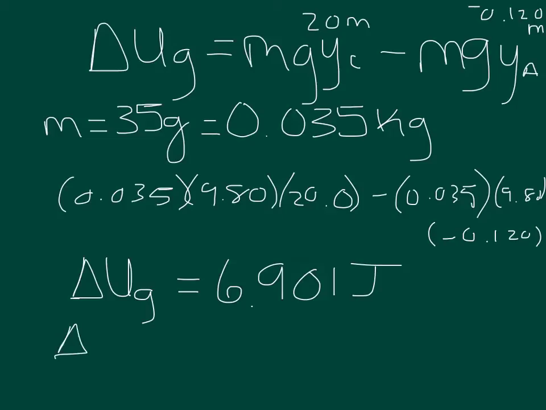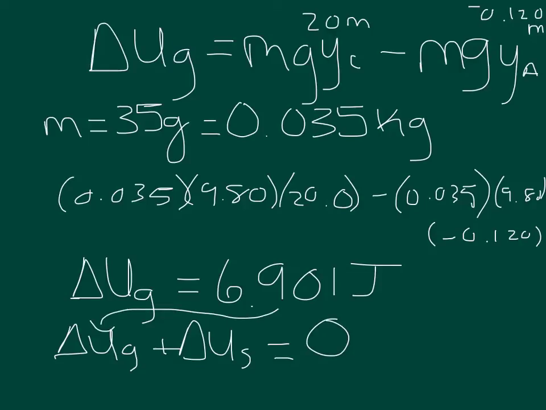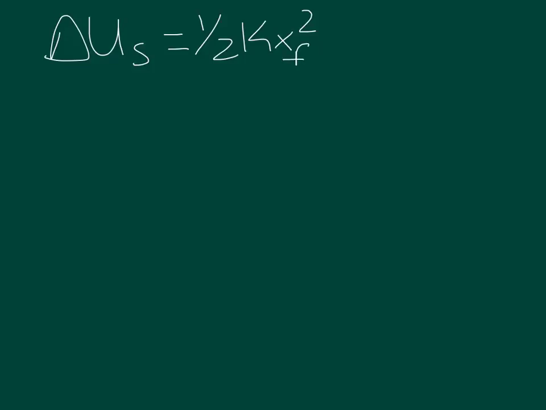So ultimately, remember, because we said that the change in kinetic energy was just equal to 0, we have our delta U_G plus our delta U_S should equal 0. Well, now we know what delta U_G is. So let's talk about delta U_S, the elastic potential energy. How are we going to find that? We know that the change in elastic potential energy is going to be 1/2 k x squared at the final position, minus 1/2 k x squared at the initial position.